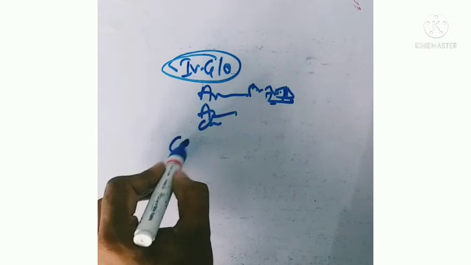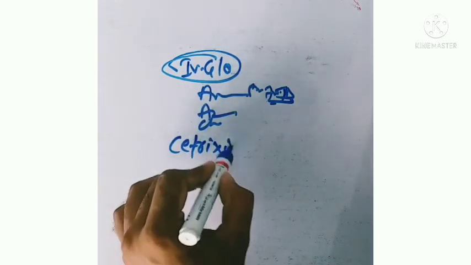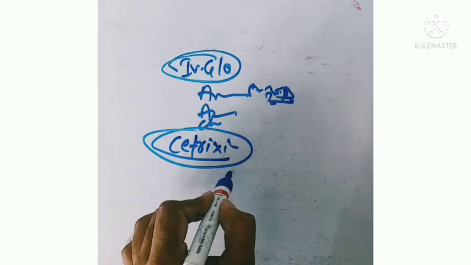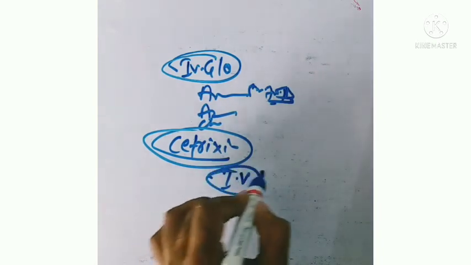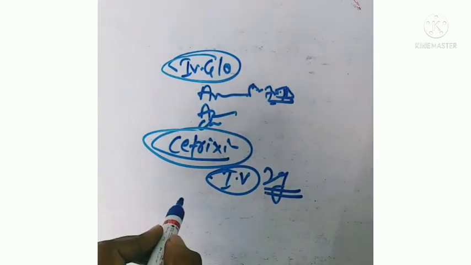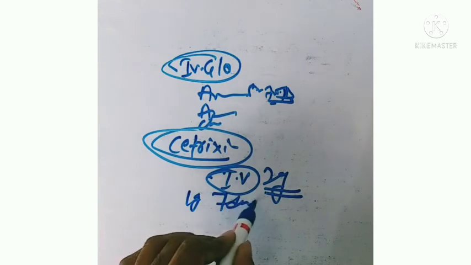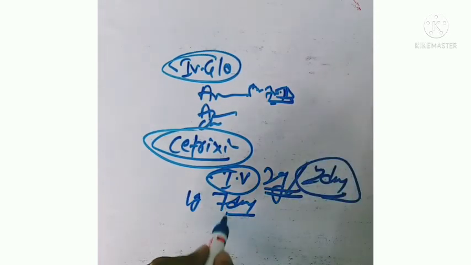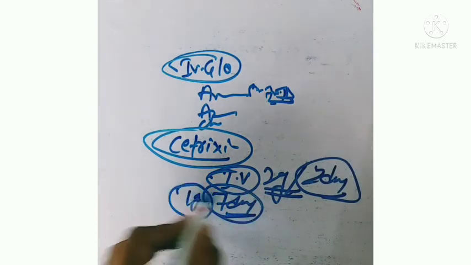Then you will give ceftriaxone. This will be in the form of an IV infusion, 2 gram daily for 14 days and 1 gram for 7 days. Sorry, 2 gram for 2 days and then 1 gram for 7 days.